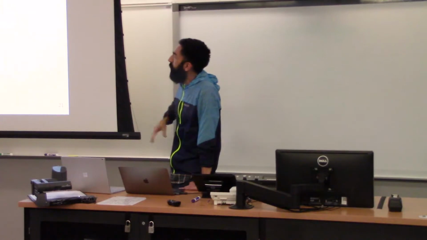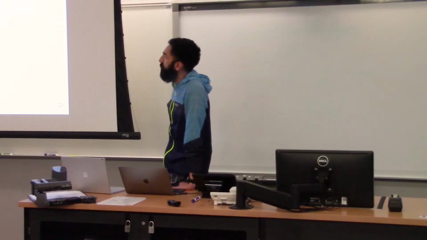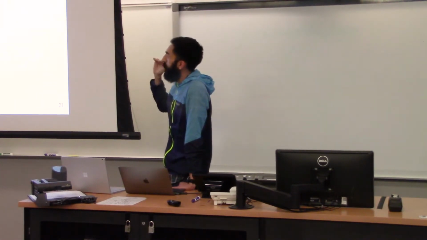SRVF alignment is actually a highly nonlinear process. We're stretching and compressing these functions over different intervals along the length of each of these curves. This picture is just a plot of the warp paths associated with each of the functions going from before alignment to after alignment. The wiggliness that you see in each of these curves about that 45-degree line suggests that there's, again, a high degree of nonlinearity in the warping path going from before alignment to after alignment.